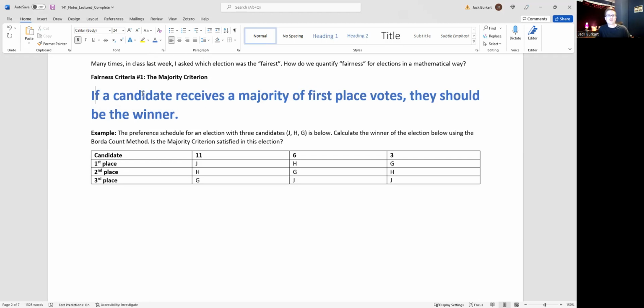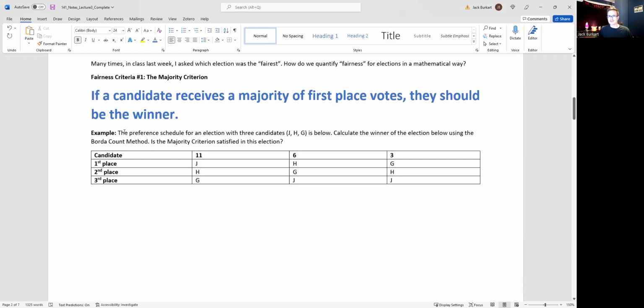And many methods of election satisfy the majority criterion, right? If we have a plurality method election, if you win a majority, then you are declared the winner. So with respect to the majority criterion, the plurality method of election is "fair." And I emphasize the quote unquote right there, right? We're just adding some criteria, sort of axioms for fairness. Whether these are actually fair might more be the topic of a philosophy course or something of that nature. All right, so this is the idea. If a candidate receives a majority of first place votes, they should be the winner.